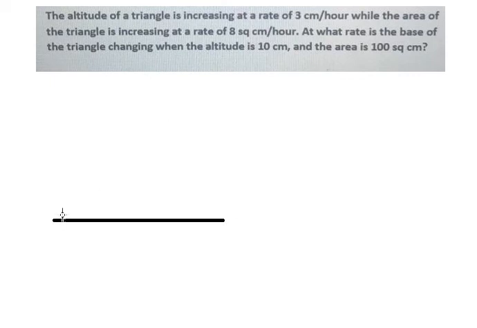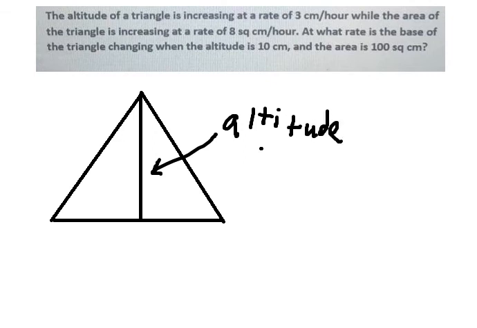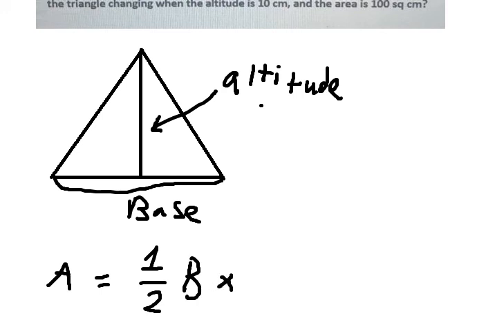We have the triangle in here. This is about the altitude. This is about the base. We know that the formula to calculate the area of the triangle is A equals 1 over 2 multiplied by the base with the height.